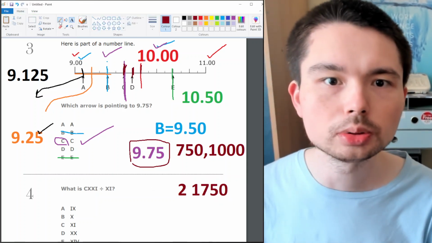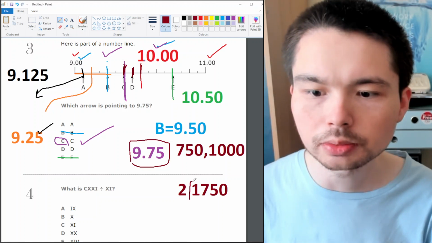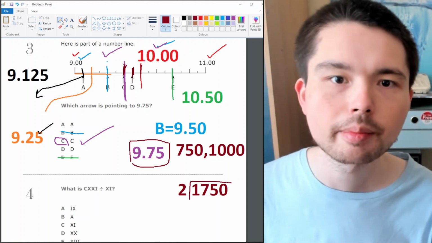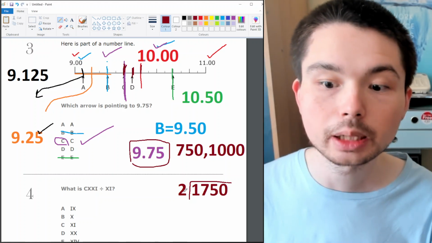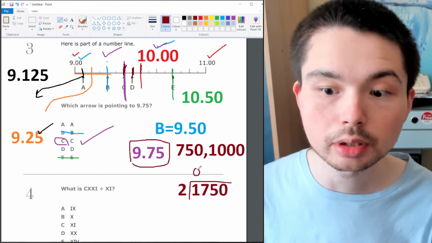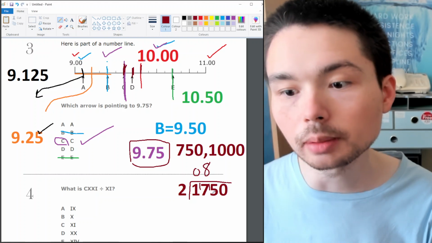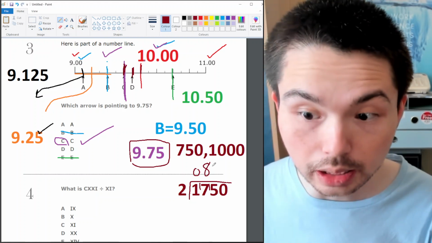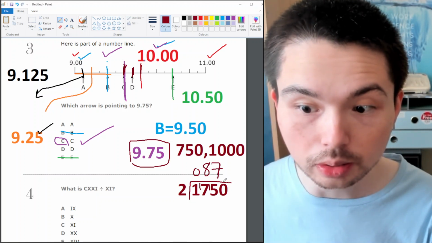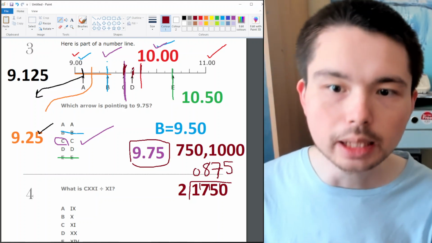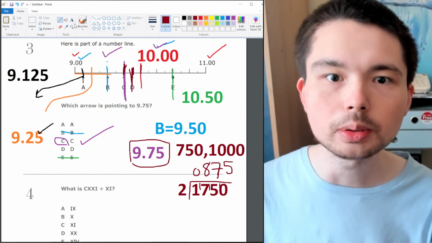To quickly do short division, you have 5 seconds. Pause the video now or just let it run. How many 2's go into 1? 0, remainder 1. How many 2's go into 17? 8, remainder 1. How many 2's go into 15? 7, remainder 1. And then how many 2's in 10? 5. 8, 7, 5. So that D, that is 9.875.